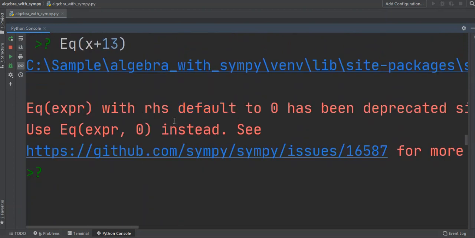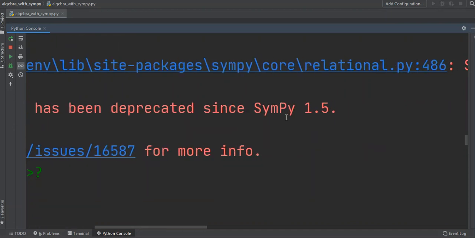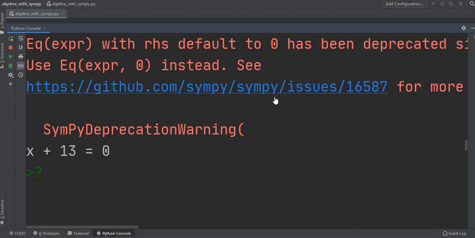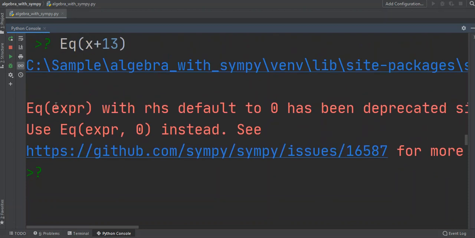Well, what happened is, as you can see, it's in SymPy 1.5, the previous version, it's saying, hey, that's how we used to do it, basically, but don't do this anymore. Instead, use your expression comma 0, and it gives you a link for further explanation. If you click this link, it'll explain that it was confusing to have the EQ expression with the default being equal to 0. It was confusing to users, and so they made the decision in SymPy to instead have you do the expression comma 0.